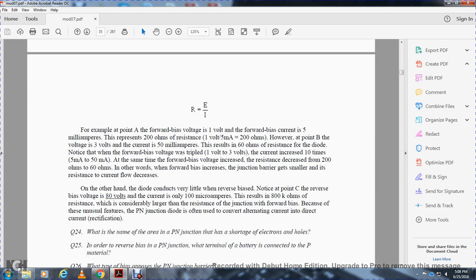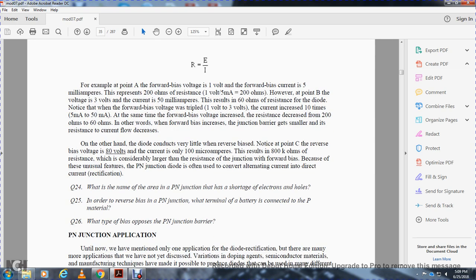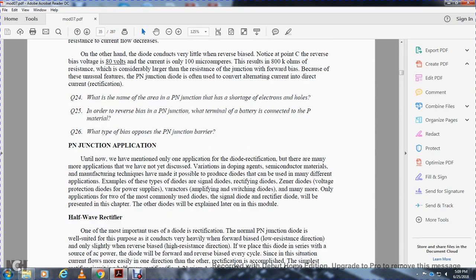On the other hand, the diode conducts very little with reverse bias. Note that the reverse bias voltage is 80 volts with the current only 100 microamps. The result is 800 kilohms of resistance, considerably larger than the resistance of the junction with forward bias. Together with this unusual feature, the positive-negative junction diode is often used in converting alternating current into direct current, called rectification.